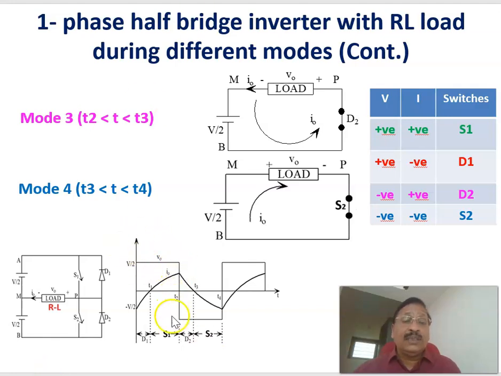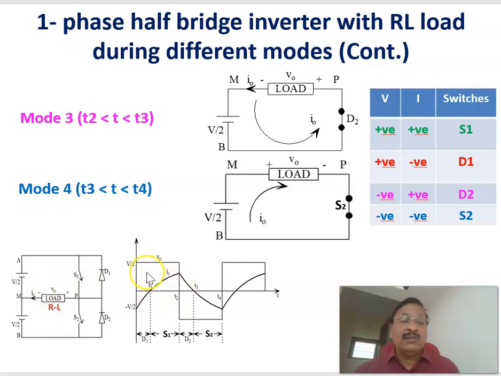Therefore, in the half bridge configuration, even though the total source voltage is equal to V, we are dividing that voltage into V by 2 and V by 2. You will be getting an AC output voltage, either plus V by 2 or minus V by 2, and the current depends upon the RL load you are connecting.